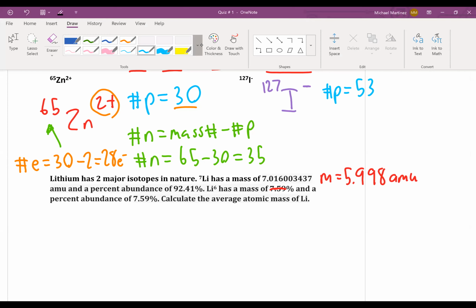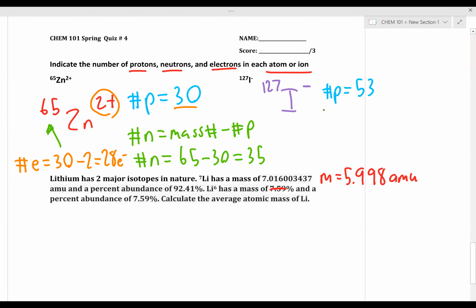Let's now calculate our number of neutrons. Our number of neutrons is equal to our mass number. And what is our mass number in this case? 127. Okay, minus the number of protons, which is 53. That gives us, for our number of neutrons, a total of 74 neutrons. Does that make sense so far to everyone?